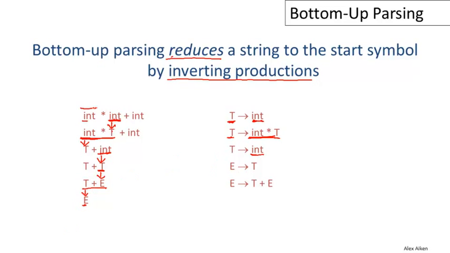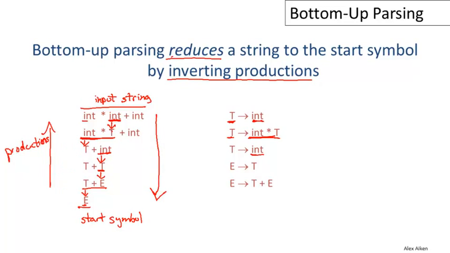So we began with an input string, our input string of tokens up here, and we end with the start symbol down here. If you read the moves in this direction, if you start at the bottom and read towards the top, these are just productions. In fact, this whole thing is a derivation, a normal derivation going from bottom to top. But in this direction, when we run it backwards, beginning with the string towards the start symbol, we call these reductions.